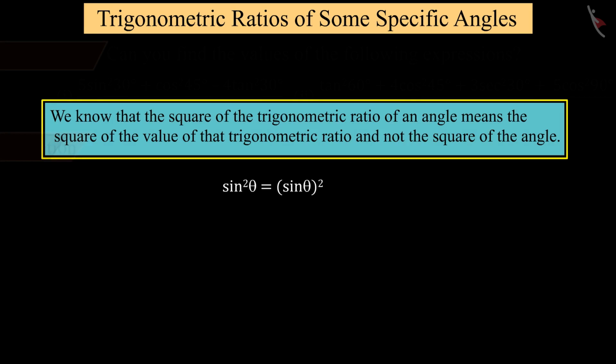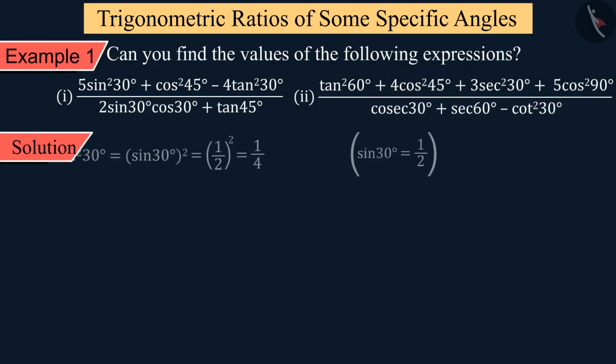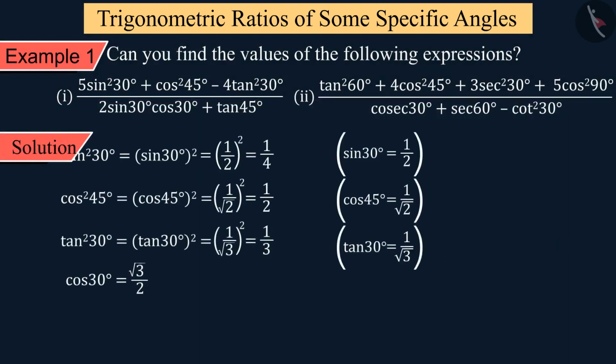Therefore, here we take the value of sine squared 30 degrees equal to the square of sine 30 degrees, which on solving, we get 1 by 4. Similarly, we get the values of other trigonometric ratios and solve the above equation.